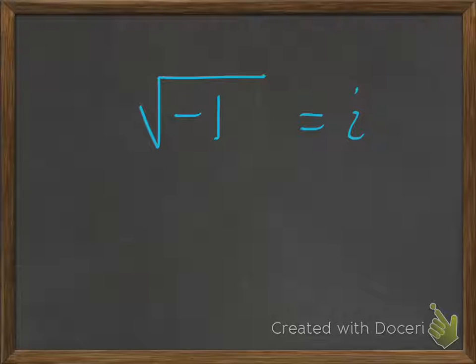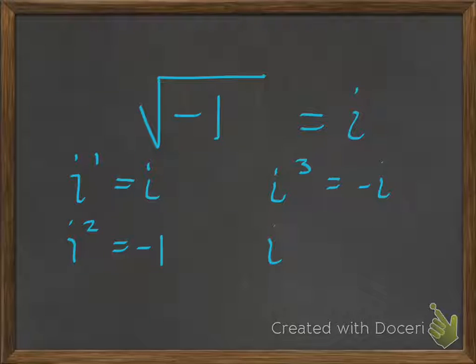So there are some patterns with i. If I take i and raise it to the first power, that is i. If I have i raised to the second power, that's -1. i to the third power is -i. And i to the fourth power is 1. This pattern is going to be used to help us with something here in a second. It's something you have to memorize.